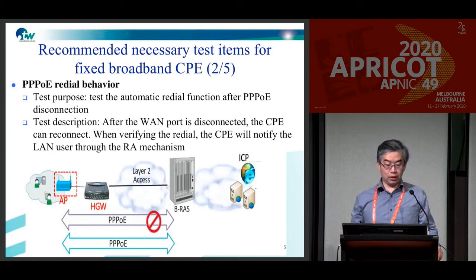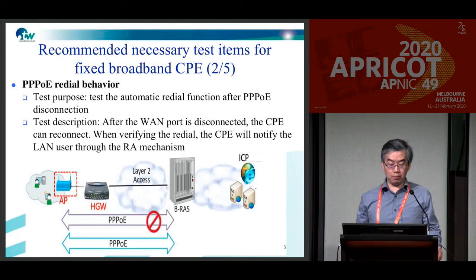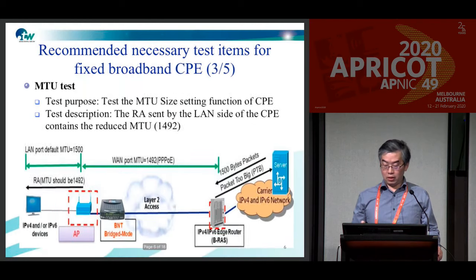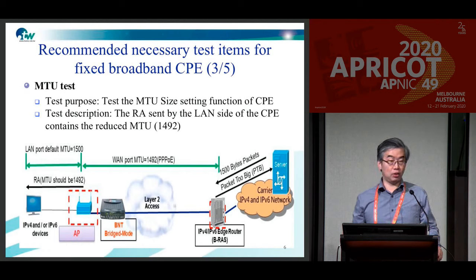So we need to test the PPPoE and the IPoE environment. And for the PPPoE redirect behavior, we need to test the automatic redirect function after PPPoE disconnection. And after the WAN port is disconnected, the CPE can reconnect. And when verifying the redial, the CPE will notify the LAN user through the RA mechanism. The third test item is the MTU test. We need to test the MTU size setting function of CPE, and the RA sent by the LAN side of CPE contains the reduced MTU of about 1,492.